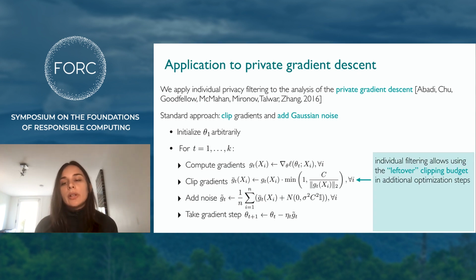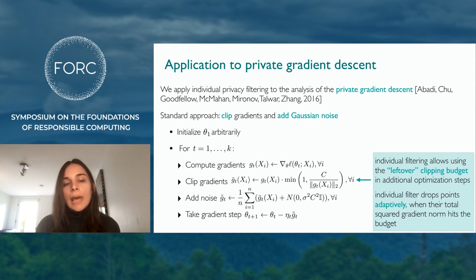So now what individual filtering allows is for us to use the fact that not all gradients will have norm at least c before clipping, but some of them will actually have norm less than c, so we actually don't have to perform any clipping. And we can use this leftover clipping budget, essentially, and perform additional optimization steps with such data points. And so in particular, we don't need to run necessarily k rounds, but the individual filter will drop points adaptively when their total squared gradient norm hits the pre-specified privacy budget.